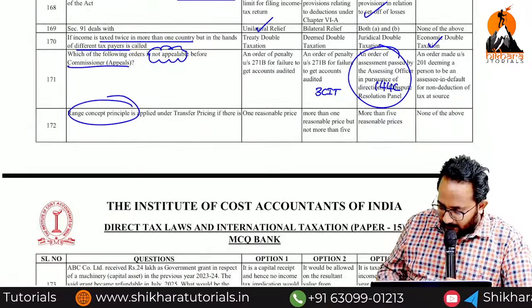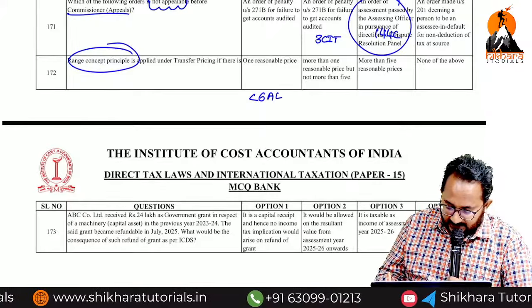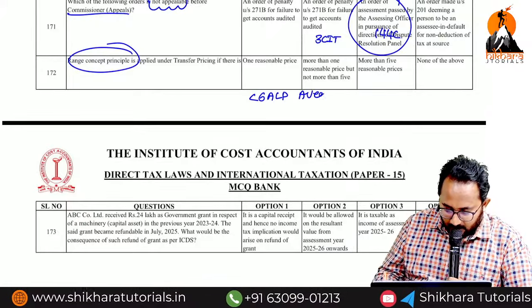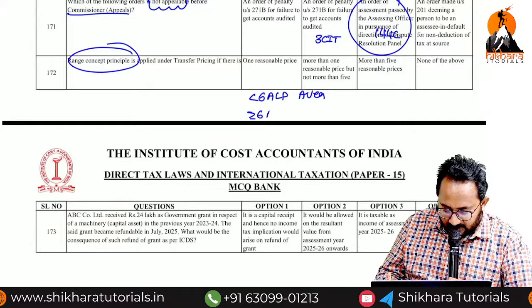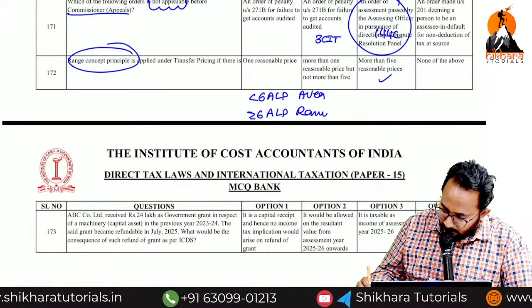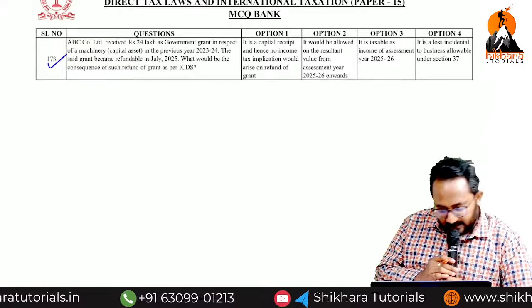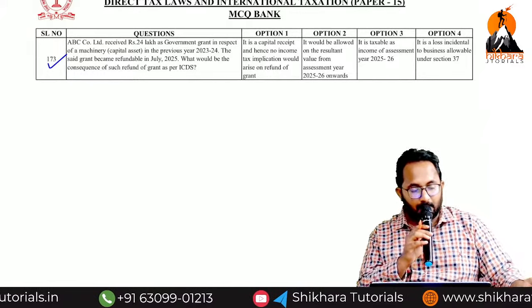Range concept is applied. Can you tell me when we can apply the range concept? If less than 6 ALPs, average; more than or equal to 6 ALPs, range. So that's why the option 'more than 5' is correct. Now ICDS, the last MCQ of an ICMAI booklet.